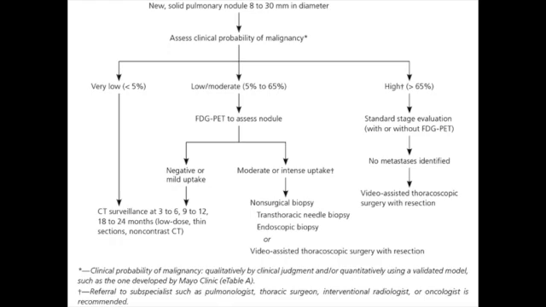Intermediate, you can do bronchoscopy if the lesion is central. Transthoracic needle aspiration for a peripheral lesion as well. And if it's a high risk, then you can do a resection with a biopsy.